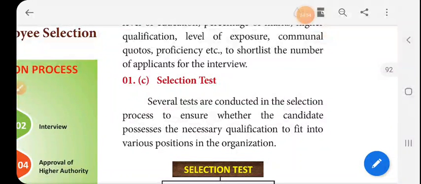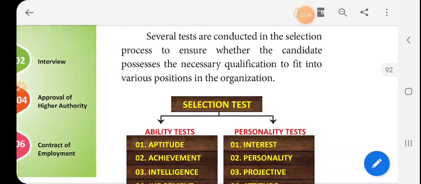After verifying the applications, they will give the selection test. Several tests are conducted in the selection process to ensure whether the candidate possesses the necessary qualifications to fit into the various positions in the organization. Selecting a candidate is not an easy job. For a candidate to be particularly fit for a particular work, he must possess the various necessary qualifications. So, to check that, several tests are conducted in the selection process.